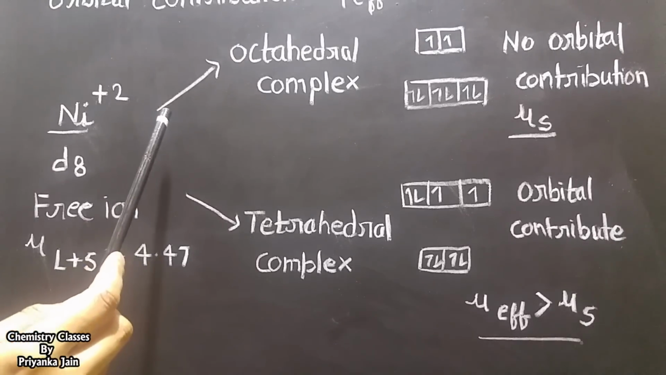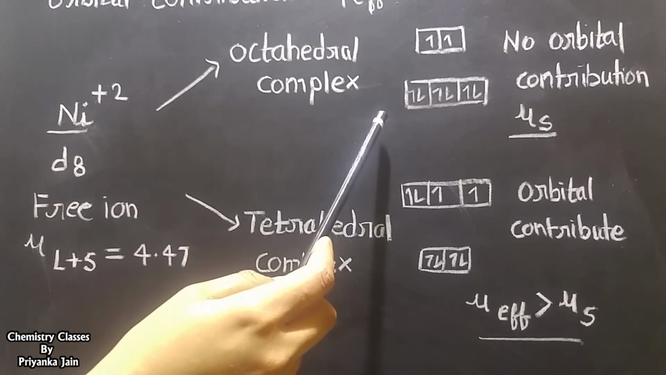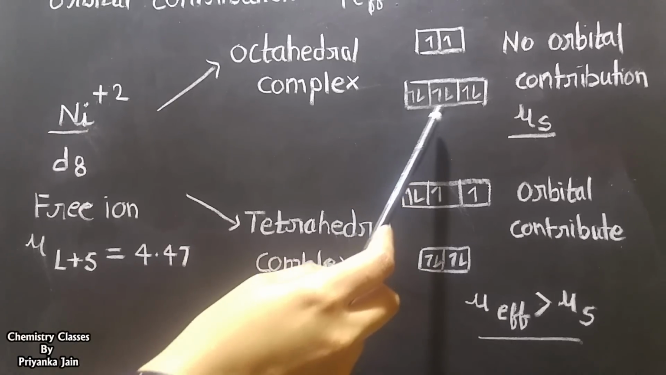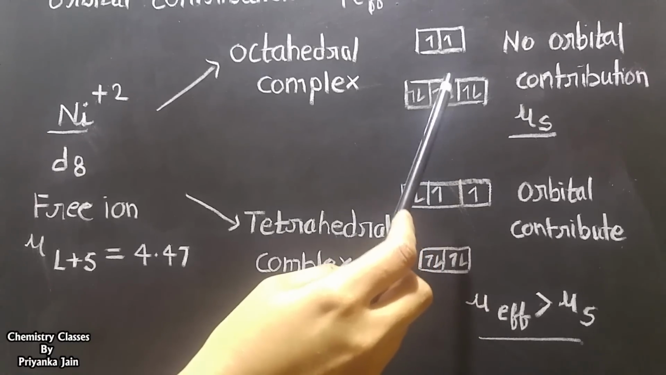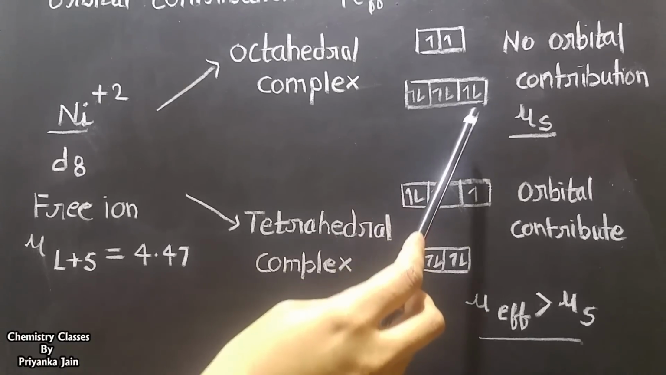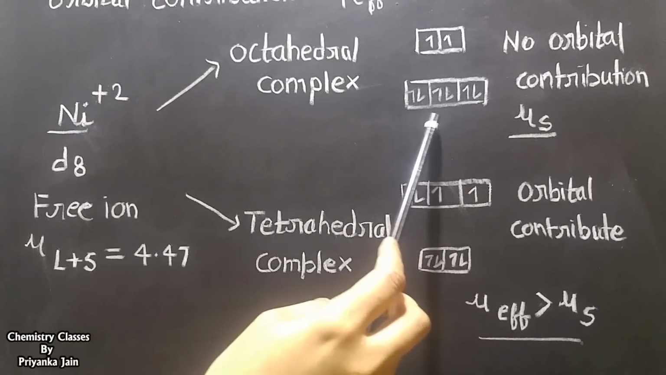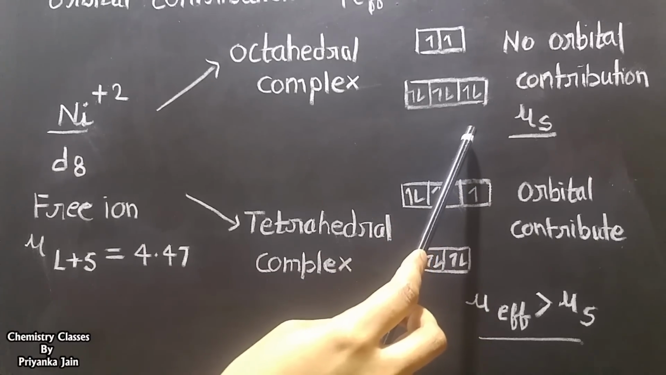But when it makes an octahedral complex, this is the splitting in the octahedral complex, and these T2g levels are all completely filled. So there is no path for rotation, and this complex does not make any orbital contribution toward the magnetic moment. So its magnetic moment is given by the spin only formula.